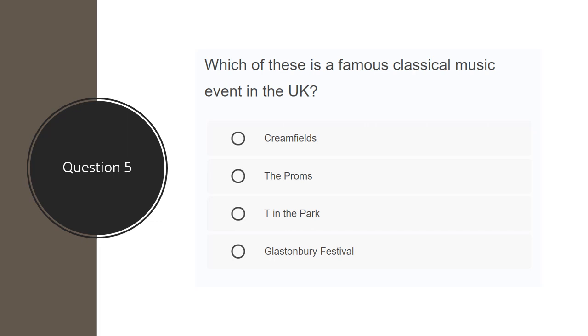Next is, which of these is a famous classical music event in the UK? Now, this is the type of question where you need to first get rid of those things that don't relate to the question. So Creamfields and the Tea Park, these are two nonsense options. So our answer is either the Proms or the Glastonbury Festival. Now, the Proms is a classical music festival, and the Glastonbury Festival is also musical, but at the same time it includes drama and art as well. So the right answer here is the Proms.